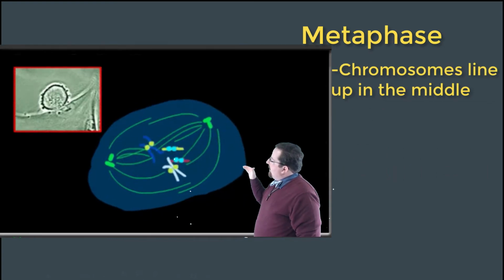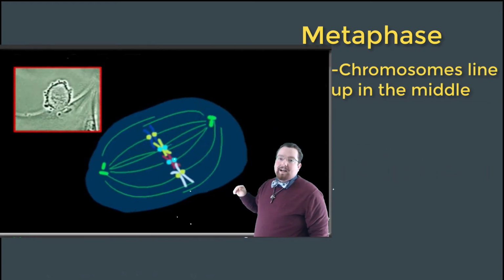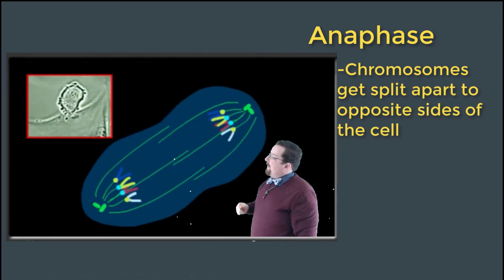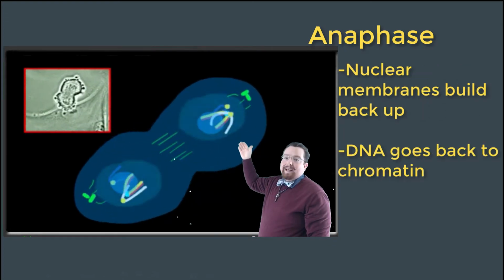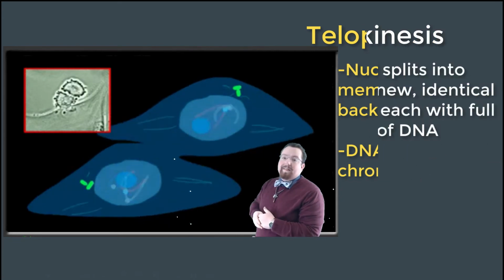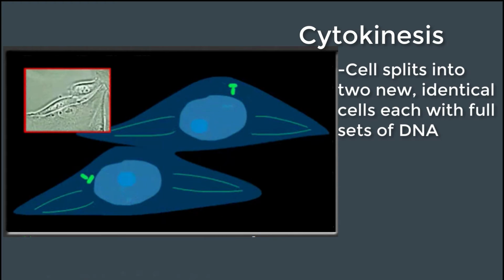Now in metaphase, you can see the chromosomes line up in the middle, and then in anaphase, they get pulled apart to opposite sides of the cell. In telophase, the nuclear membranes build back up, and the DNA turns back into chromatin. Then the cell splits into two, and that's cytokinesis.